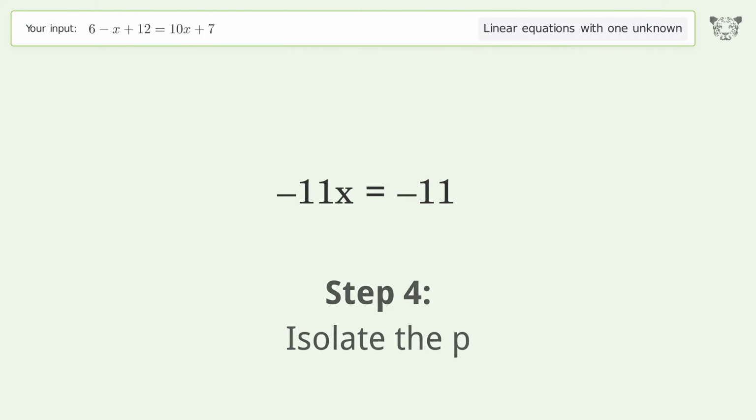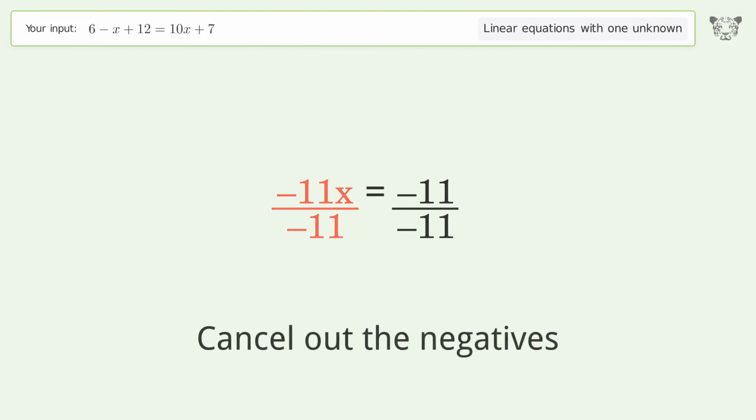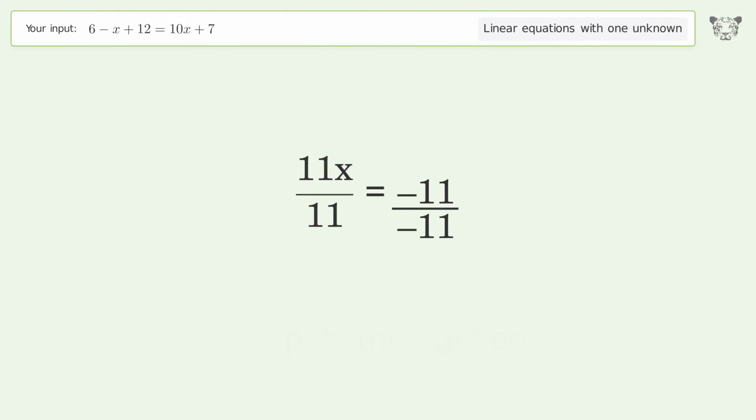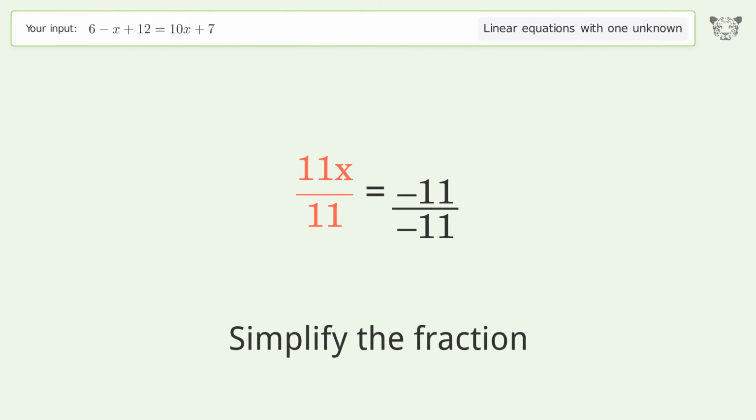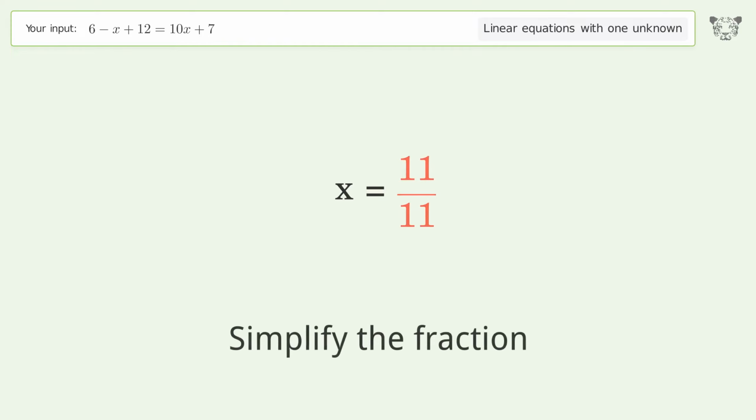Isolate the x. Divide both sides by -11. Cancel out the negatives. Simplify the fraction. Cancel out the negatives. Simplify the fraction.